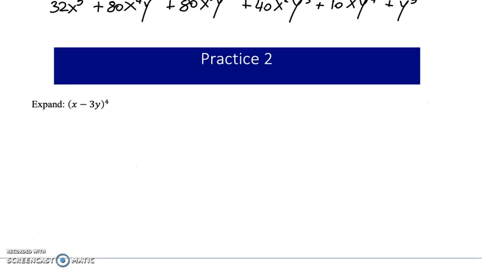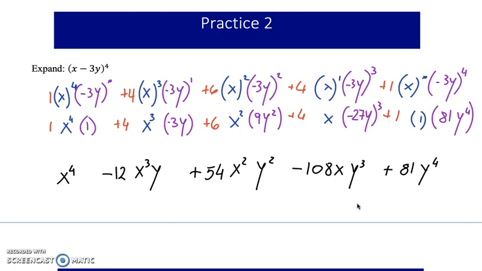And now you try this one. Go ahead. And this is the answer. Please make sure you don't skip steps as you go through this, because it's very easy to make mistakes, especially when we have a negative number or when we have a numerical coefficient for one of the terms.